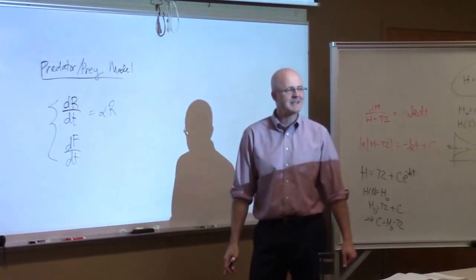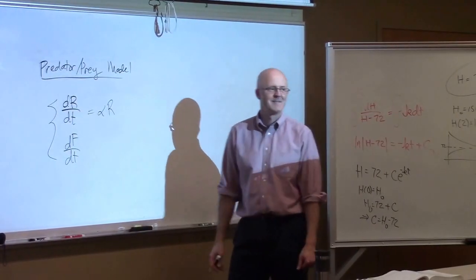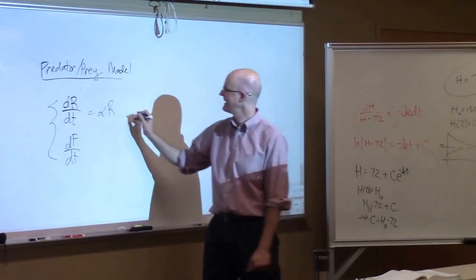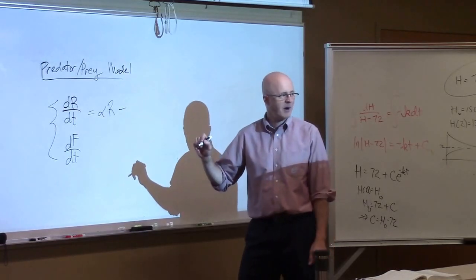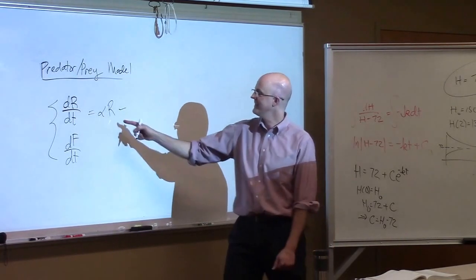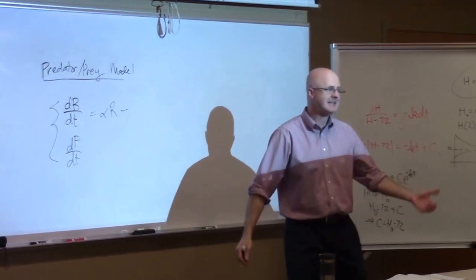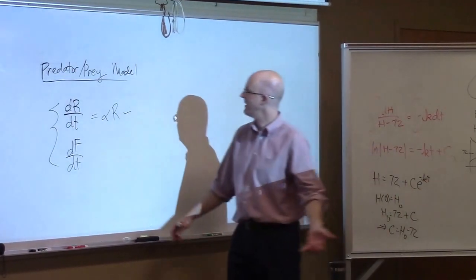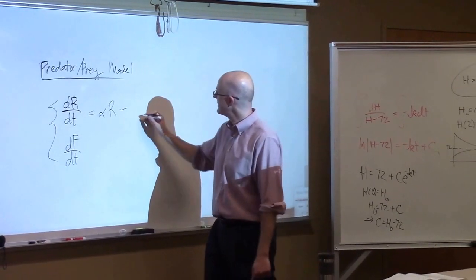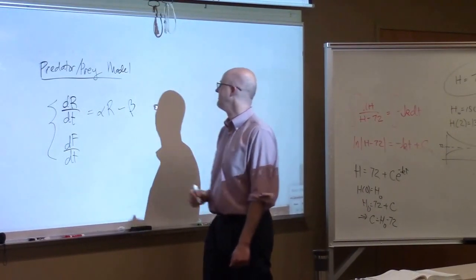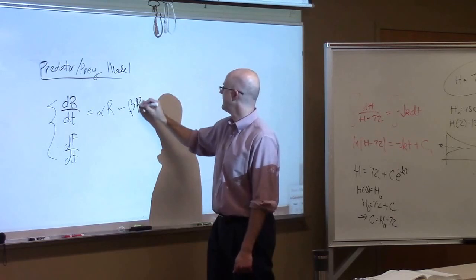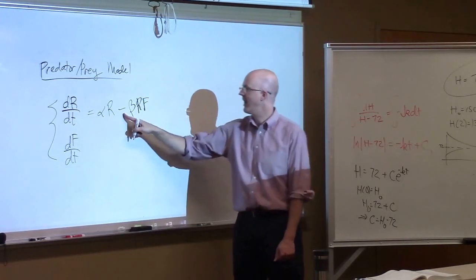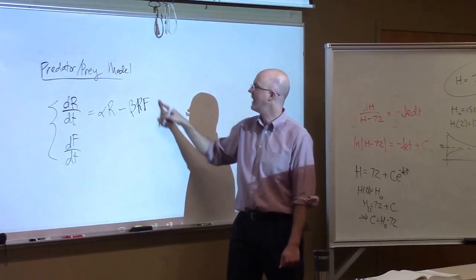But what about if there are foxes? Actually, I read foxes don't usually eat rabbits, but we're pretending. The presence of f would cause dr/dt to be less and maybe even negative if there were enough foxes. Maybe there's some other constant, call it beta, so that the interaction between rabbits and foxes causes dr/dt to go down by this quantity.